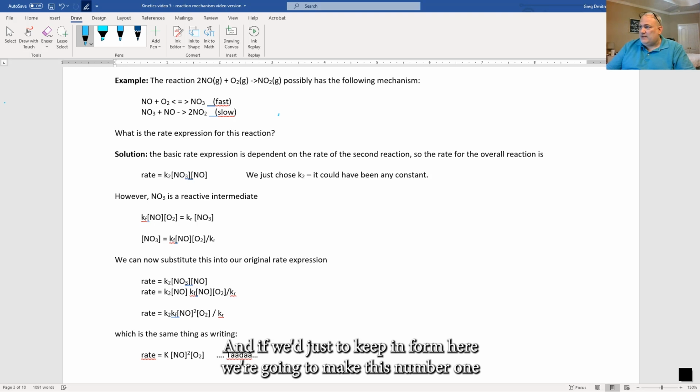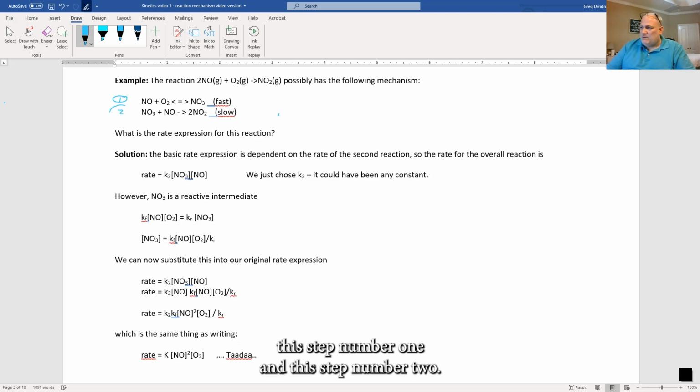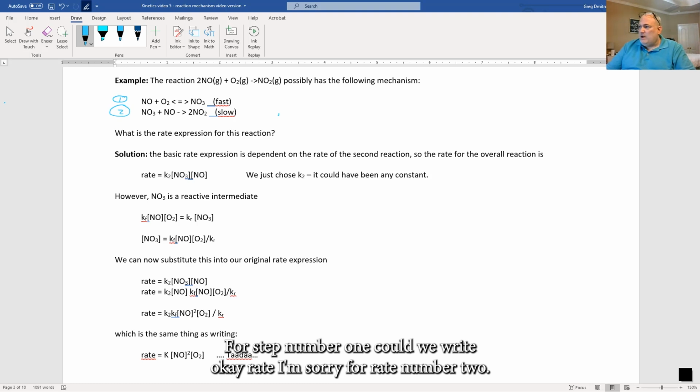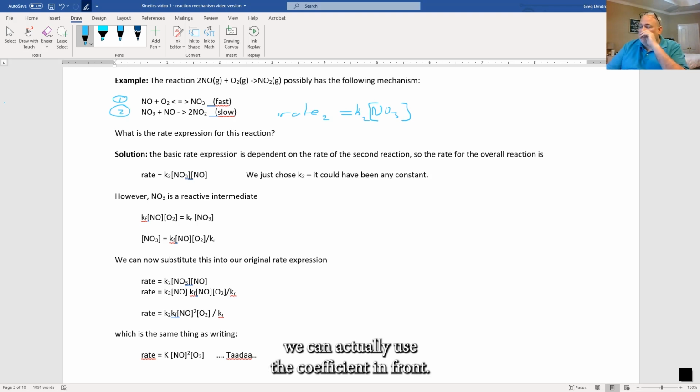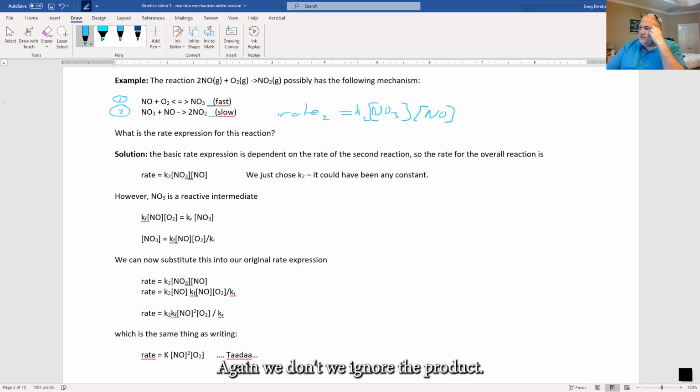So could we write, just to keep in form here, we're going to make this step number one, and this step number two. For step number two, wouldn't the rate be equal to K2, as we'll call it, times the concentration of NO3? And again, because these are elementary steps, we can actually use the coefficients in front. So we can go NO3 raised to the 1 times NO. Again, we ignore the product.